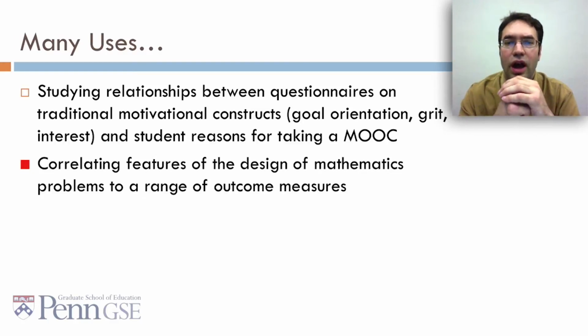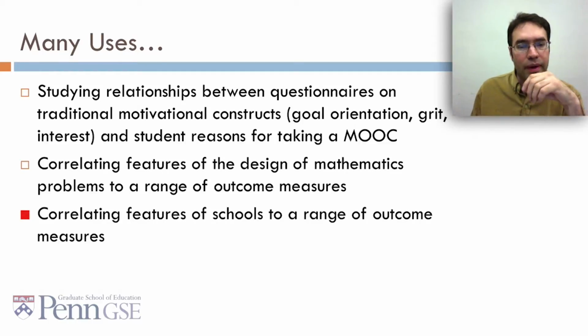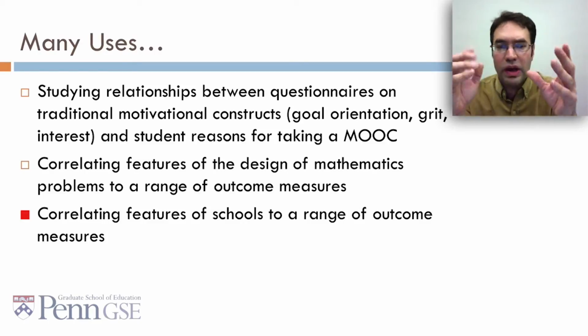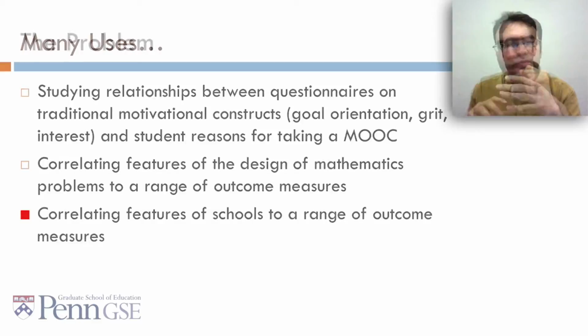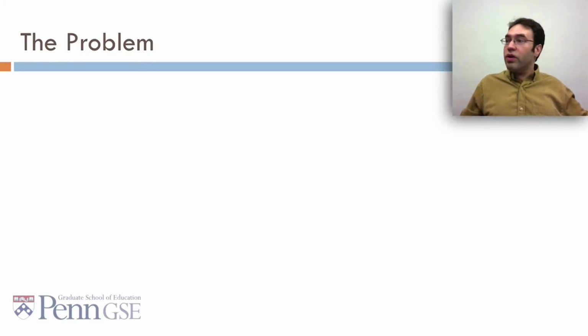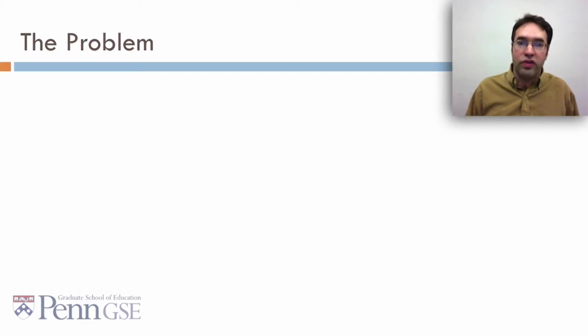And actually, my research group has done some work in this area. The third one might be correlating features of schools to a range of outcome measures. What are the aspects of the good schools? Now you might think, hey, let's just run 100 correlations and we're done. Well, that's kind of what you do, but there are some challenges.